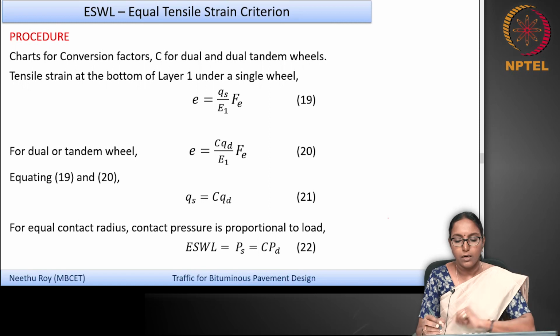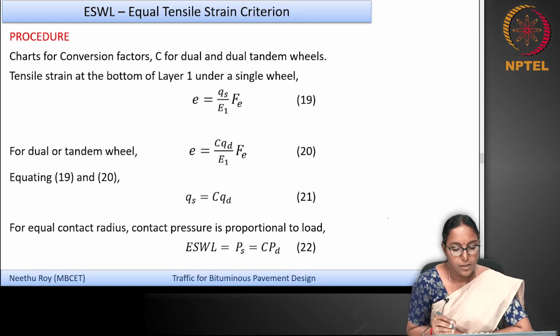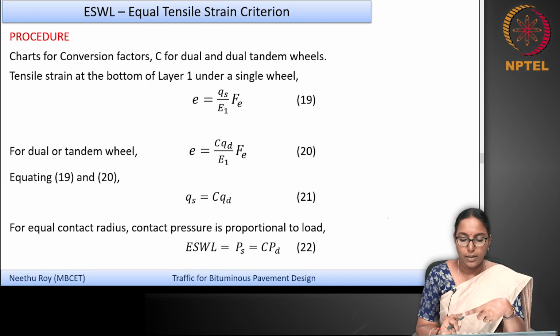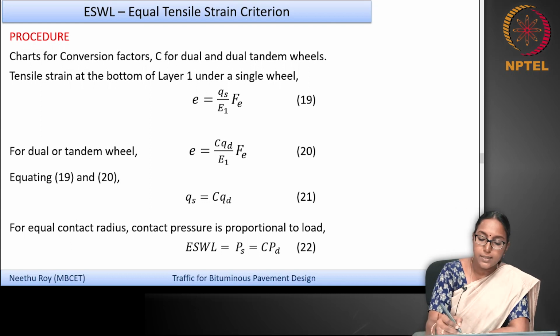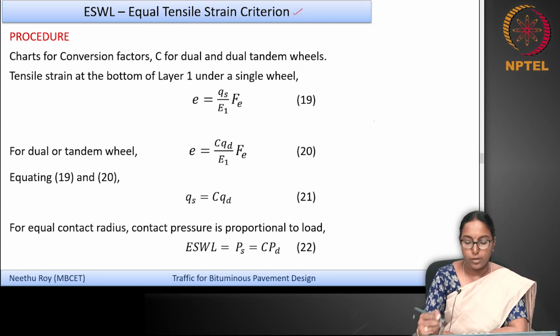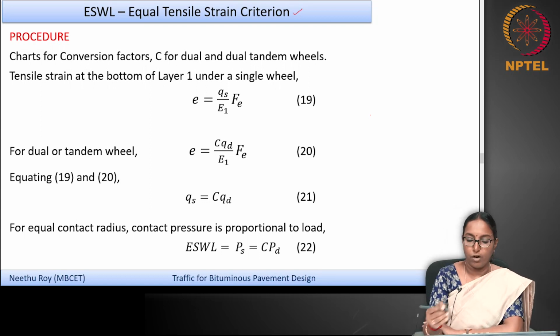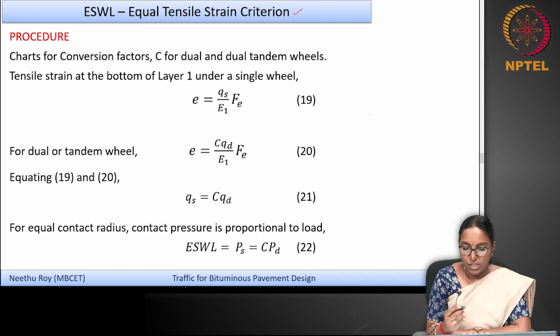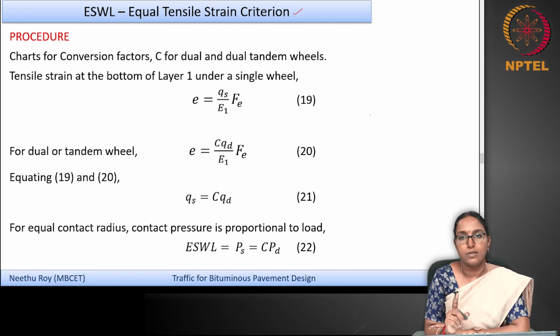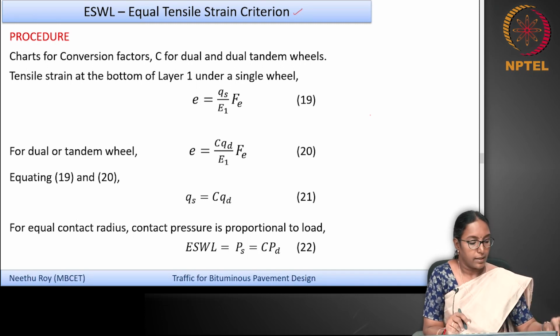Okay. Now moving on to the next criteria. So we have already discussed the criteria based on the vertical stress, then based on the deflection. Now the third one is you are going to consider the tensile strain at the bottom of the pavement layer. So you have already discussed how to determine the tensile strain at the bottom of the pavement layer or the bituminous layer. Wherein you have a chart available for finding the tensile strain for a single wheel, and then there are conversion factors if there is a dual wheel or a dual tandem wheel. Okay, so the tensile strain at the bottom.